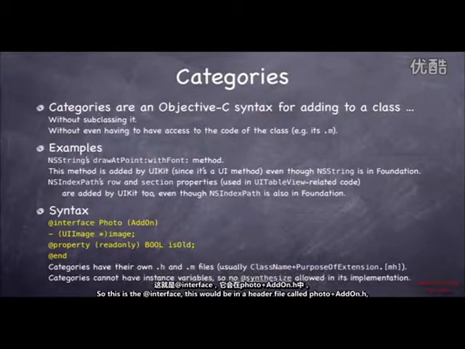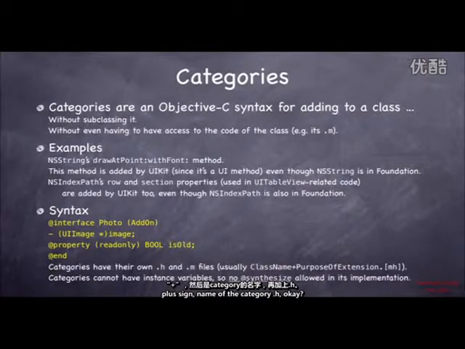Okay, so this is the @interface. This would be in a header file called Photo+AddOn.h. That's the naming convention we use for categories: class, plus sign, name of the category, .h. Okay, this is what would be there. Just as simple as that.